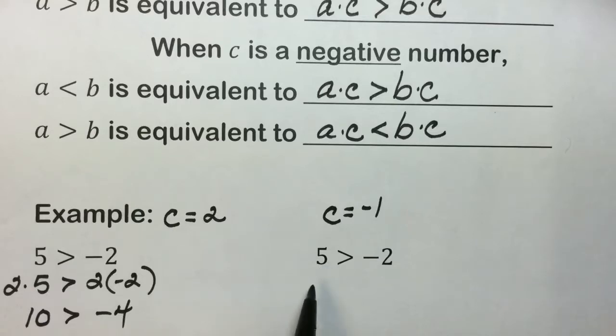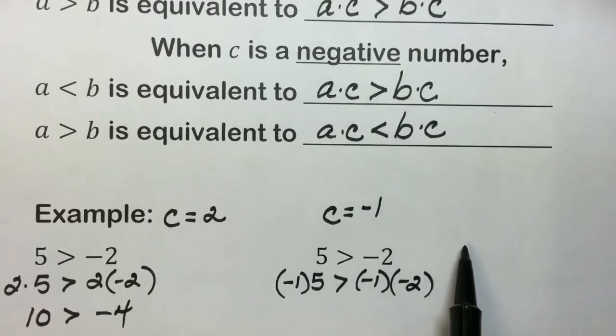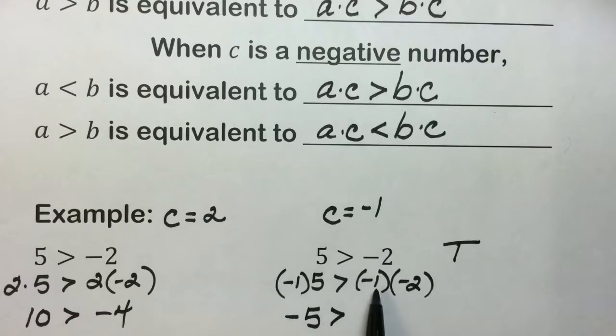Multiplying 5 by negative 1 and comparing it to negative 1 times negative 2, and noting that we started out with something true, when we simplify, we end up with negative 5 is greater than, a negative times a negative is positive, 2. And we should all recognize that never do we have a negative number greater than a positive number under any circumstance, and we result in a false statement.